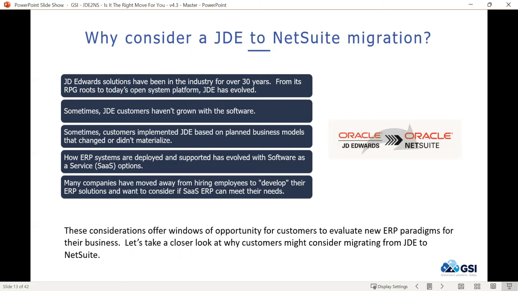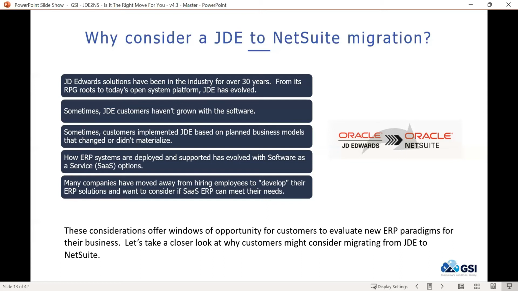It's considerations, right? So we all know that the JD Edwards product has been out there for a long time. I first started working with it in the mid-90s, was very excited, great product, comes from RPG roots. And we all know if you're working with JD Edwards EnterpriseOne today, it's a true open systems platform. So truly, JDE has evolved. But here's what our experience indicates, and that is that sometimes customers haven't grown with the software.